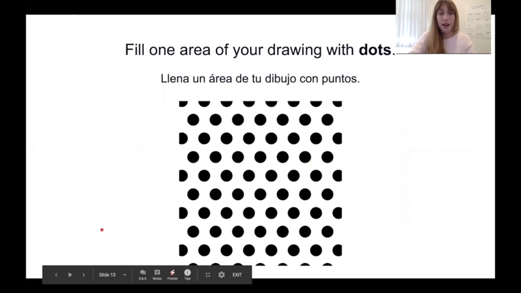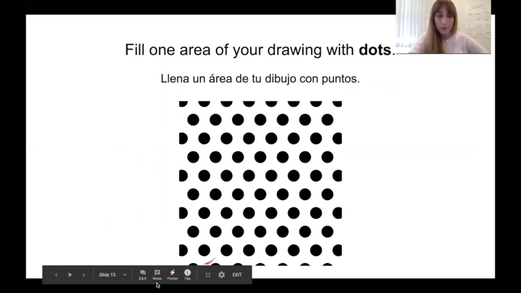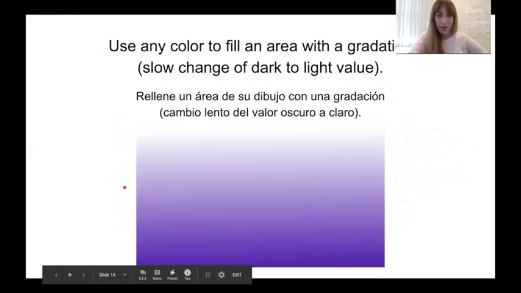All right, so our next step is to fill in one area of our drawing with dots, right? So fill in one section with dots. And your dots can be really, really small, or they can be a little bigger. It's up to you. The dots are just like tiny little circles. All right, here is our next step.